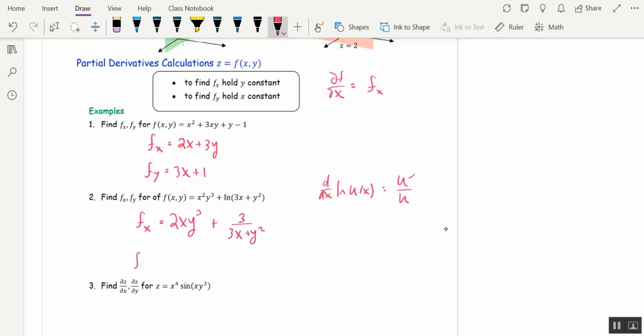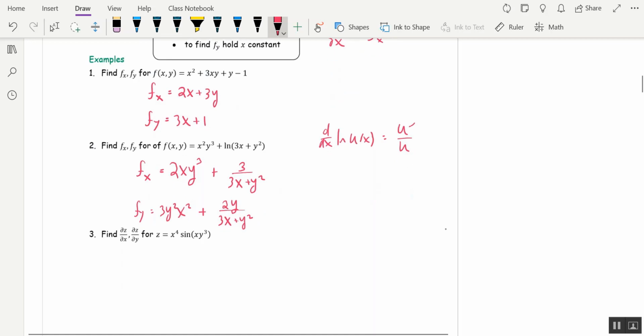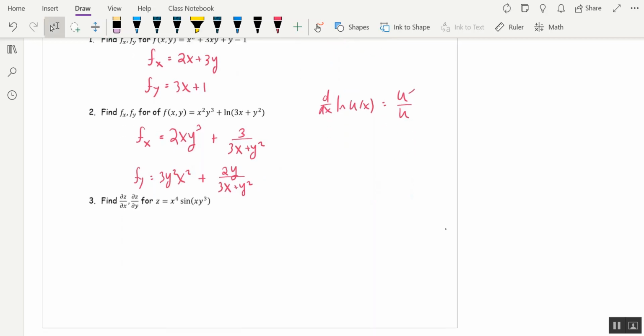All right, and f sub y is 3y squared x squared plus, now we want the partial of 3x plus y squared with respect to y on top, which is 2y, and I put 3x plus y squared on the bottom. Okay, next one, I'm changing up notation.